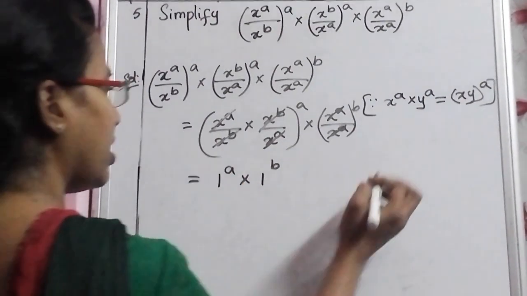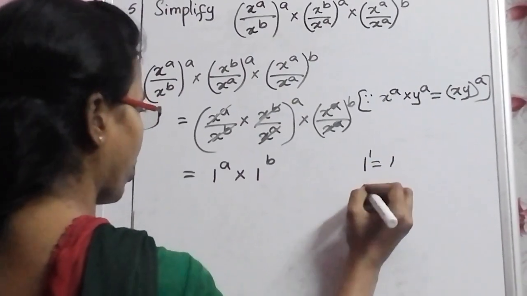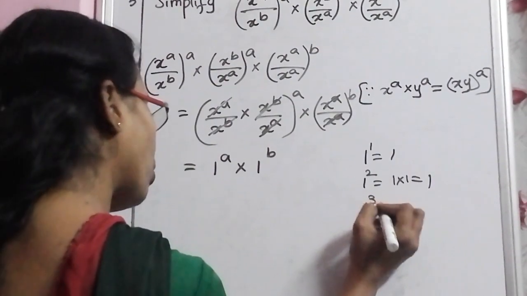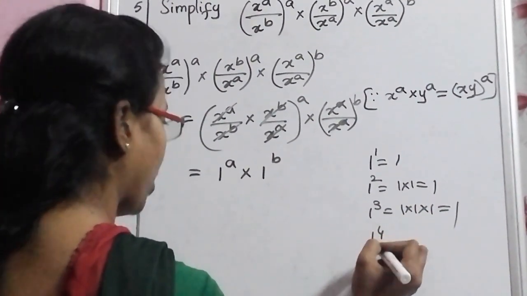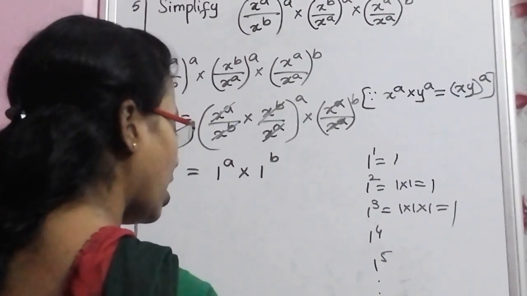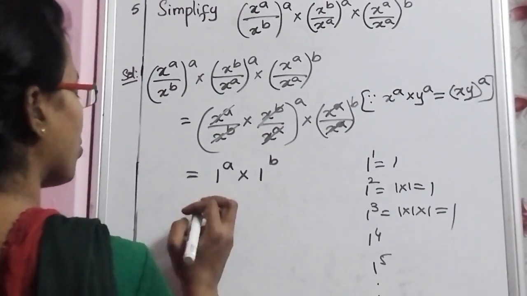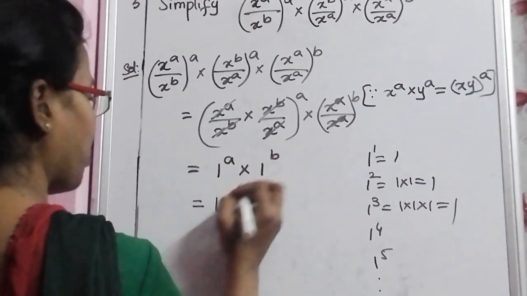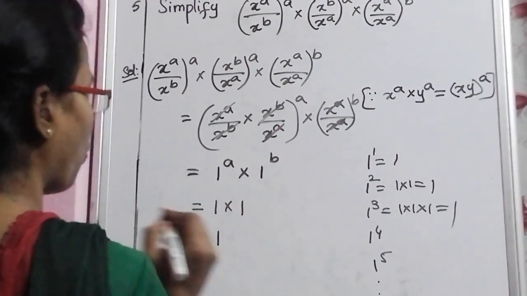See, if a is say 1, 1 to the power 1 is 1. 1 square is 1 into 1. This is also 1. 1 cube is 1 into 1 into 1, which is 1. 1 to the power 4 or 1 to the power 5, however many times you take 1 to the power of any number, the answer is 1 only. So 1 to the power a is 1, 1 to the power b is 1. So this is equal to 1 ones are 1.